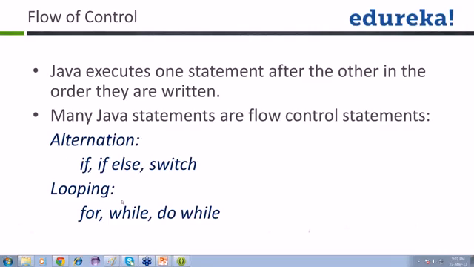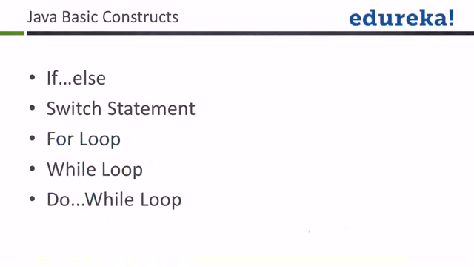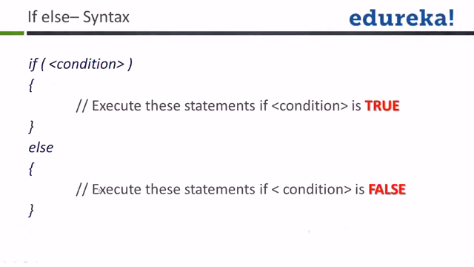Now if you want to execute a particular statement or a group of statements again and again, in that case you can use loops in Java like the for loop, the while loop, the do while loop. So we'll go through each one of them, and these are called the basic Java constructs like if else, switch case, for loop, while loop, and do while loop. And the very first one is the if else construct.